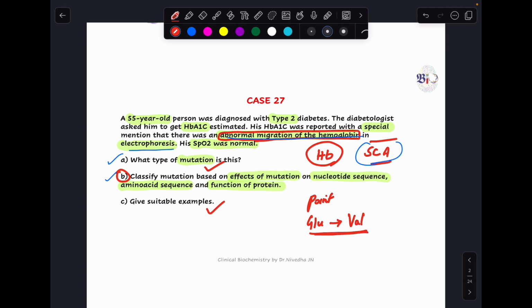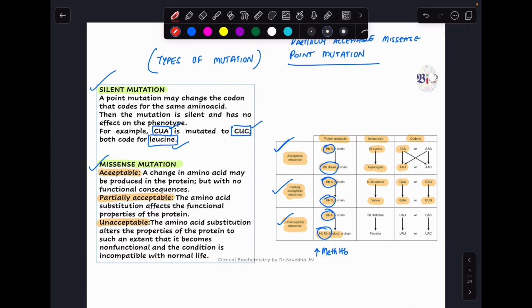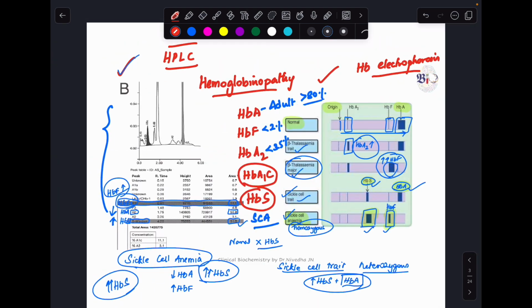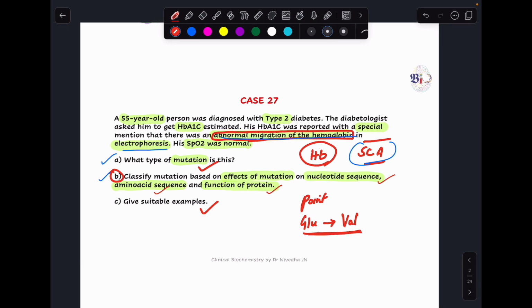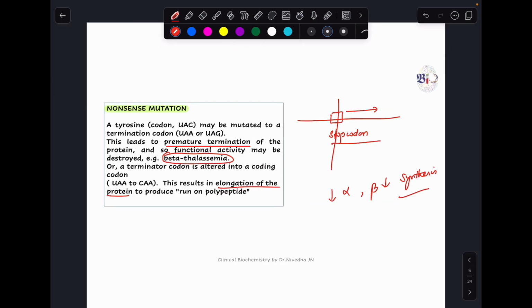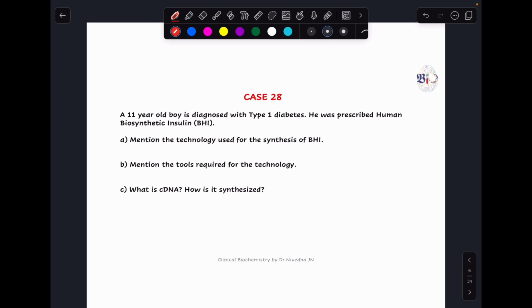Now we have classified the mutation based on effects on nucleotide sequence, amino acid sequence, and function of protein, is it not? So we know it is a silent mutation, missense mutation, and in missense we have acceptable, partially acceptable, unacceptable, and then we have nonsense mutation, along with examples also we have seen, right? So this is all that you have to know under this case. So next we'll move on to the next case.